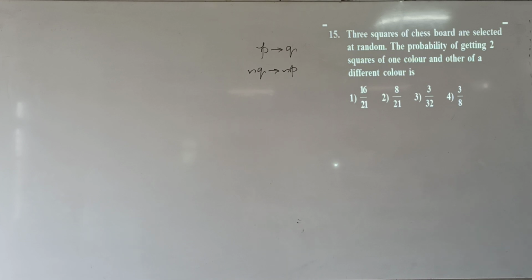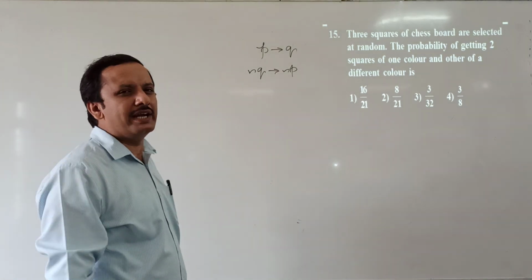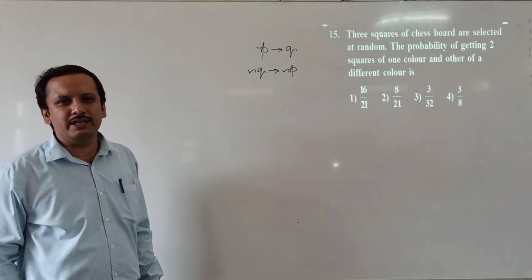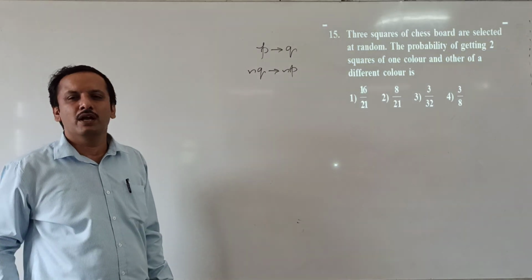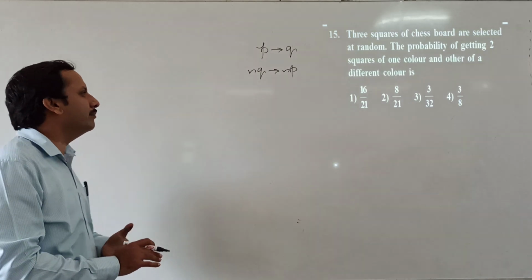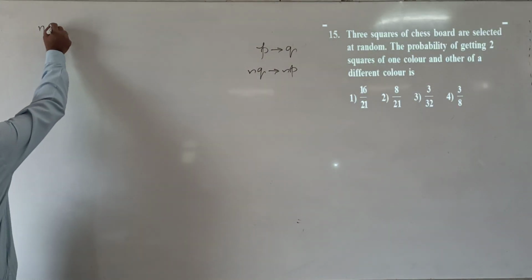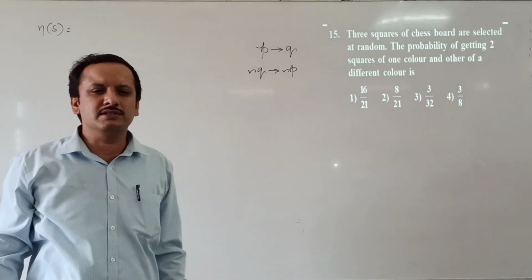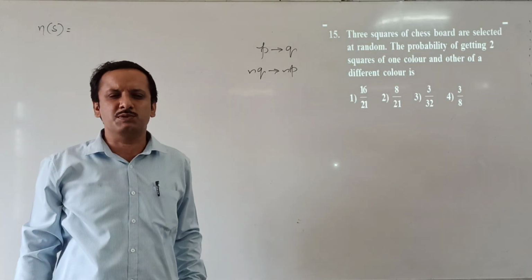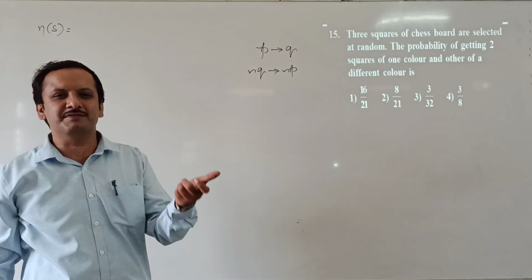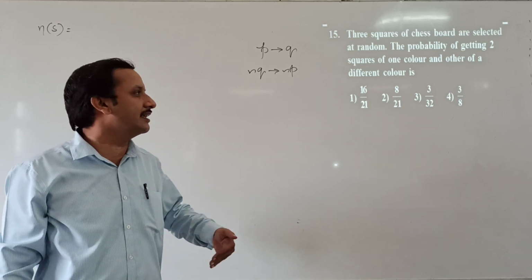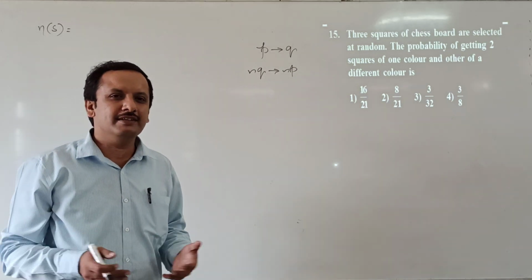15th question. 3 squares of a chessboard are selected at random. The probability of getting 2 squares of one color and the other of a different color is. Okay, so first I will find the number of elements in the sample space. Total there are 64 squares in a chessboard, of course, of size 1 unit. The length of the square is 1 unit.